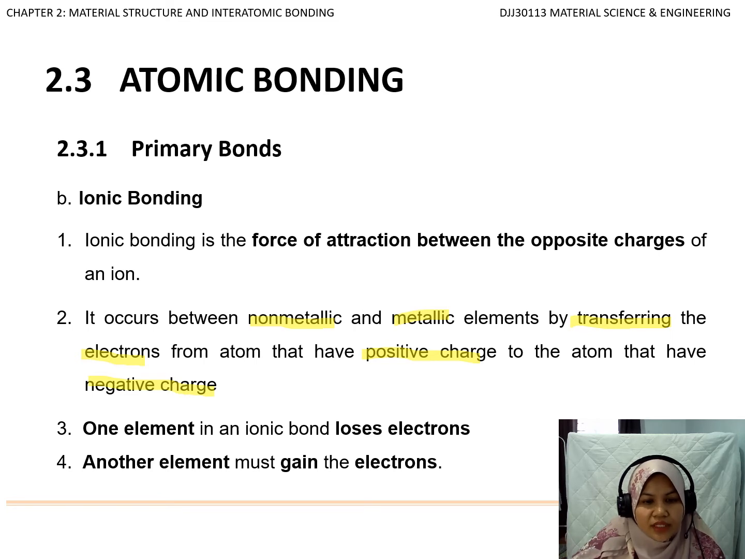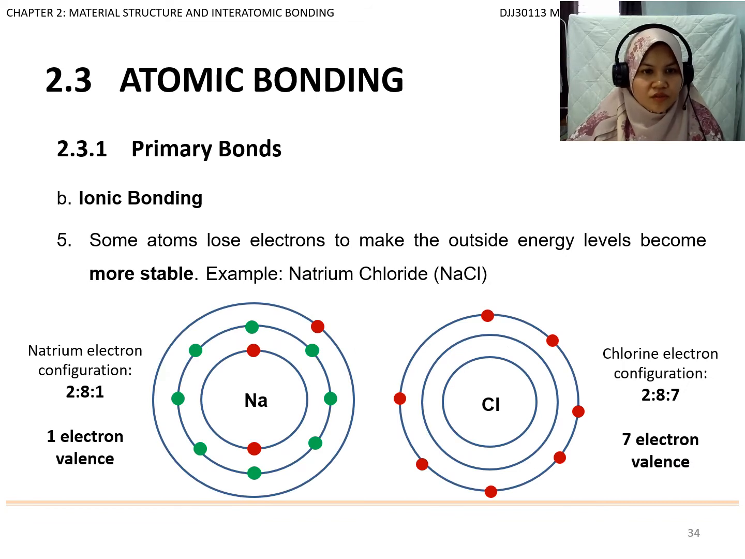Macam mana? By transferring the electron, okay, from atom that have positive charge to the atom that have negative charge. So, one element in an ionic bond will lose electron and the other element must gain the electron. Dia macam satu derma elektron, satu akan terima. Okay? Satu akan kehilangan elektron, satu lagi akan menerima elektron. Okay? Konsep dia macam tu.